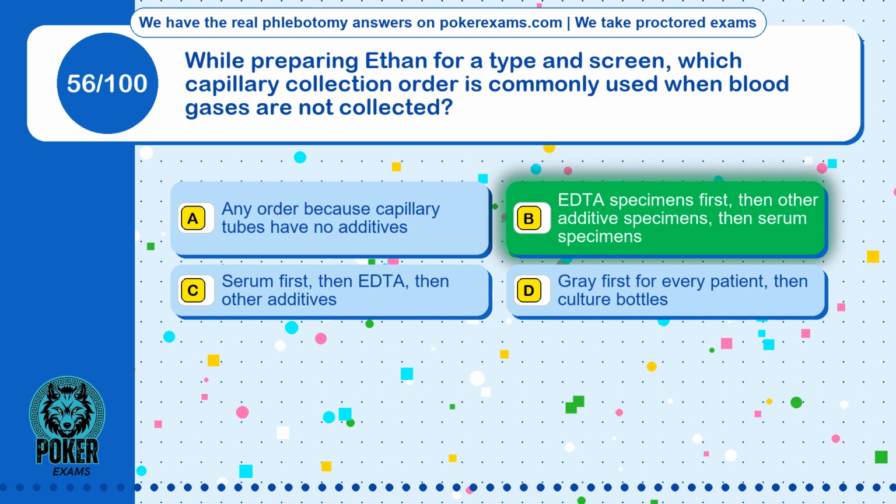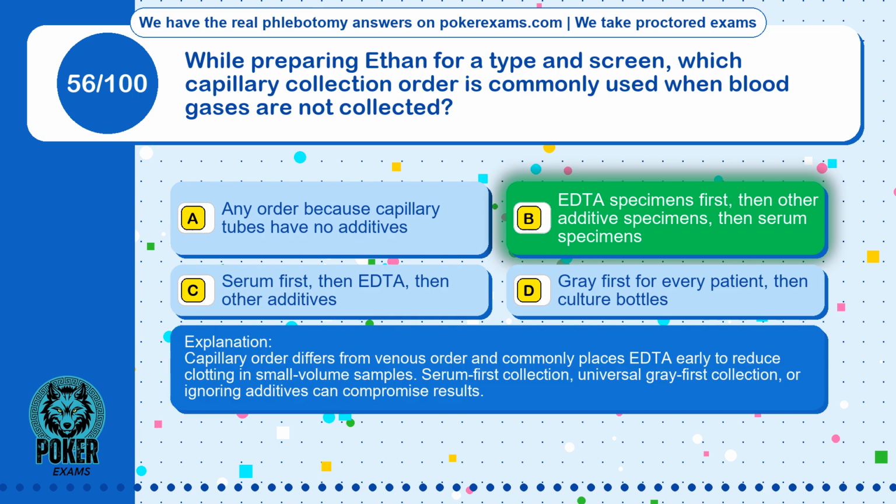The correct answer is option B. EDTA specimens first, then other additive specimens, then serum specimens. Capillary order differs from venous order and commonly places EDTA early to reduce clotting in small volume samples. Serum first collection, universal gray first collection, or ignoring additives can compromise results.